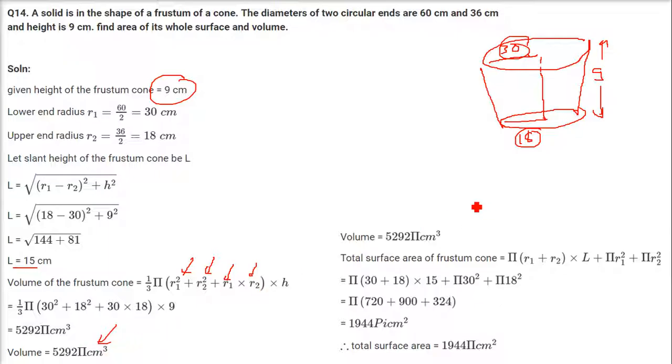This will be the volume. Now coming to the total surface area. This will include both the parts, this one, and the curved surface area. Curved surface area is pi into (r1 plus r2) into L, and these two surfaces will be pi r1 square plus pi r2 square. So this r1 is 30, r2 is 18, and L is 15, we just found out. Computed, it will be 1944 pi.